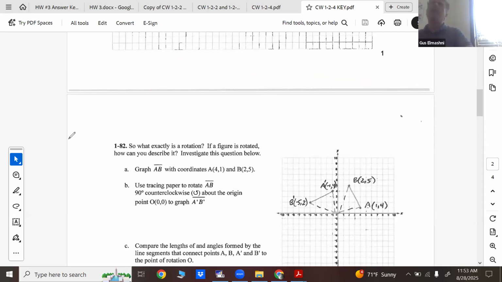And then lastly, what was the other one? You guys remember how to FOIL? First, outside, inside, last? Yeah, so, okay, cool, let's do it.